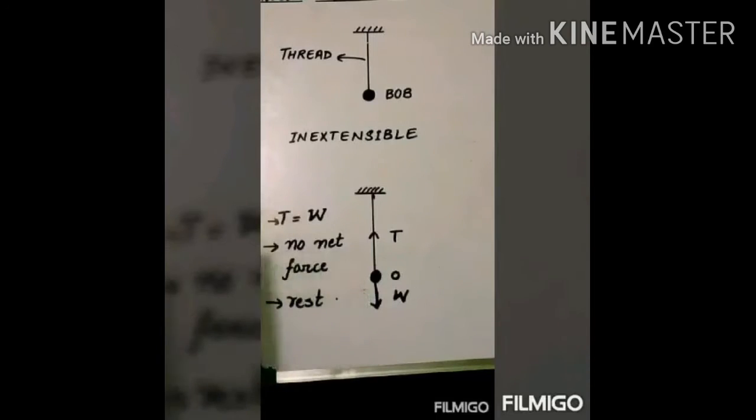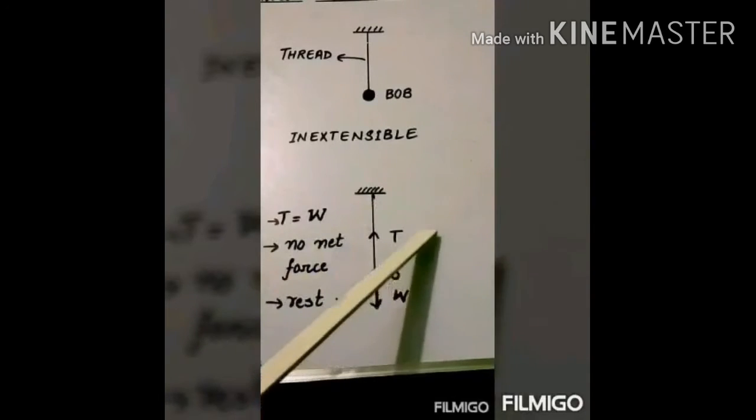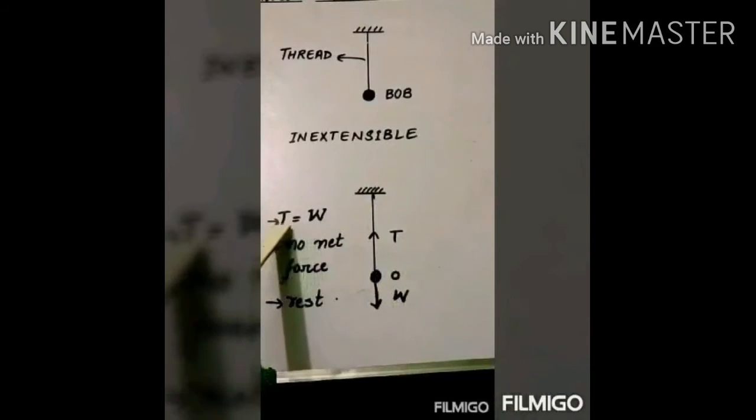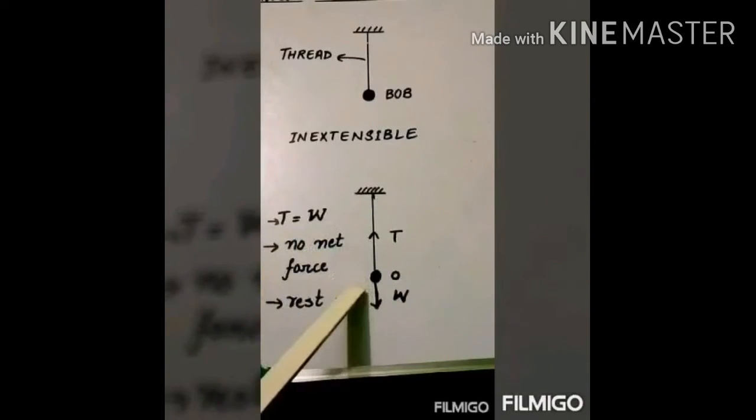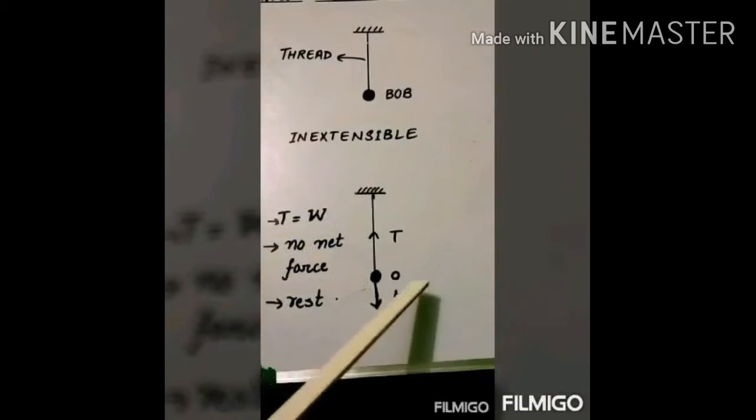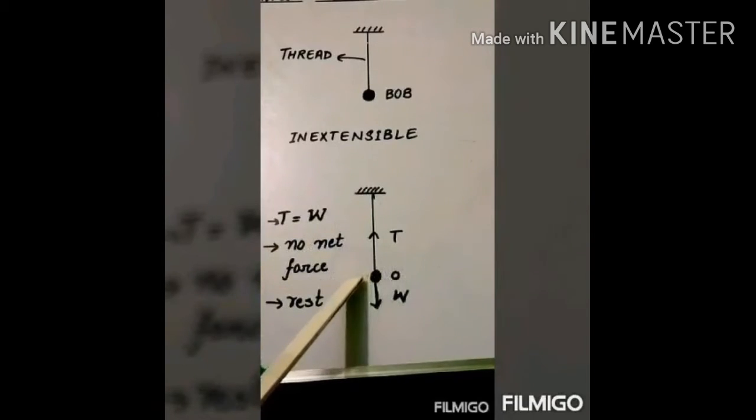Here if you observe this bob, is it moving or will it move? No, neither it is moving downward nor it is moving upward. It means tension and weight both are equal and opposite, and no net force is acting on the bob right now, and it is at rest. This point O at which the bob is at rest is also known as the mean position.